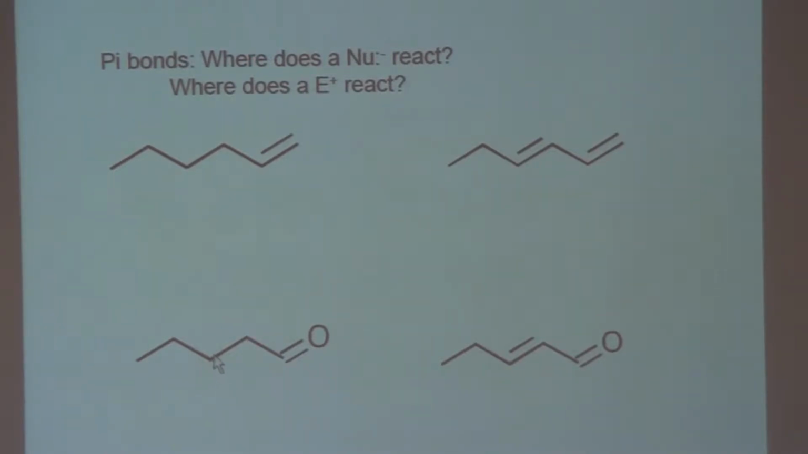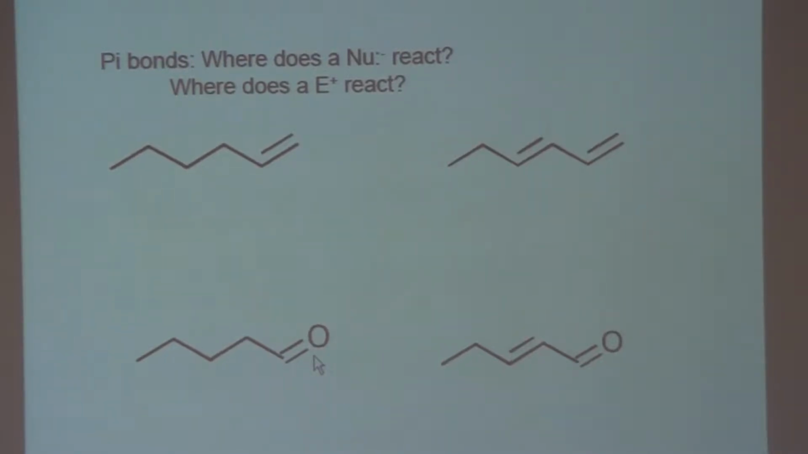Is the beta carbon involved? Can it react with a nucleophile? When you make the alpha beta unsaturated aldehyde, yeah, we learned how to make this one. We'll talk about that in just a second. So, where does an electrophile react with this compound?